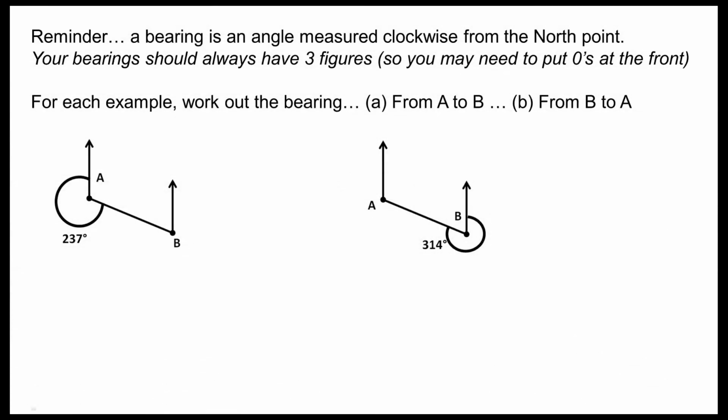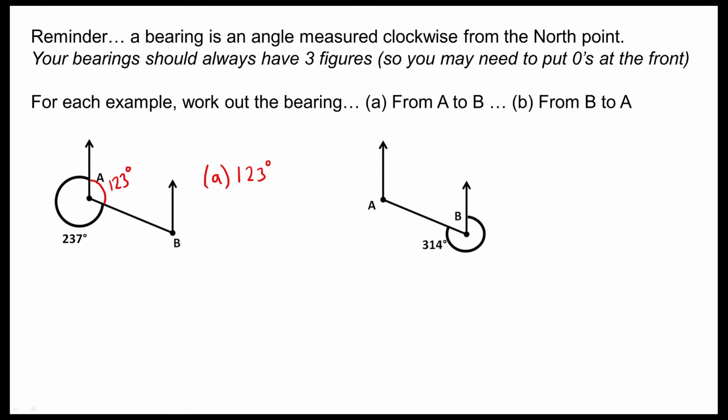An alternative way of thinking about these problems is to use our angles on a straight line facts by extending the line that we're given between A and B out. We can work out in the first problem, just like before, that the answer to part A, the bearing from A to B, is 123 degrees. That's because angles around a point add up to 360 degrees.